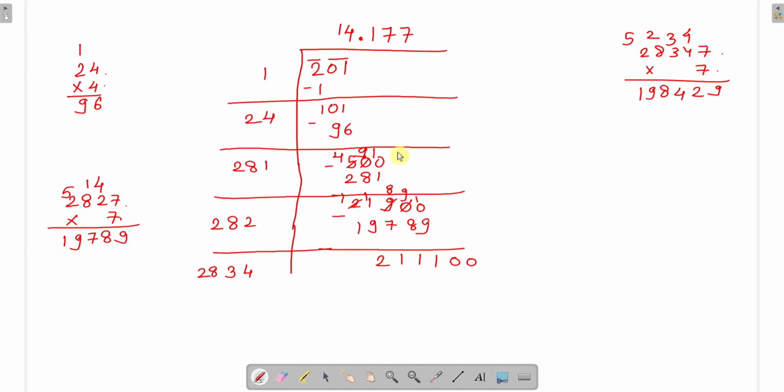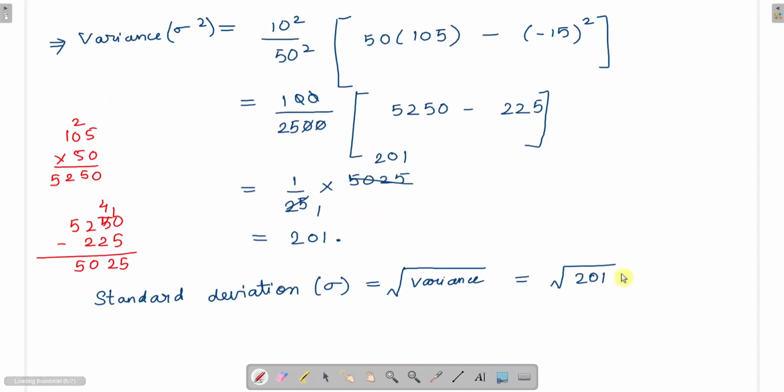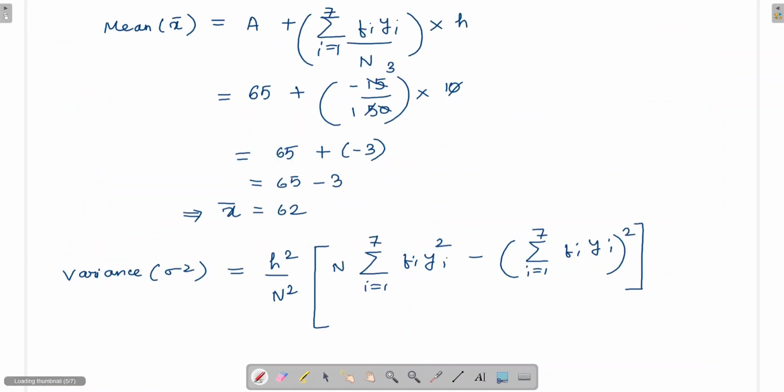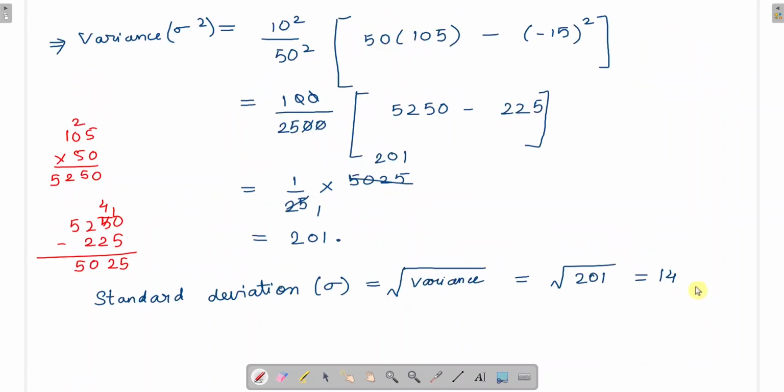Okay, so what is the answer? 14.18 when we round it up here. Okay, so 14.18. Okay, so this is the answer.